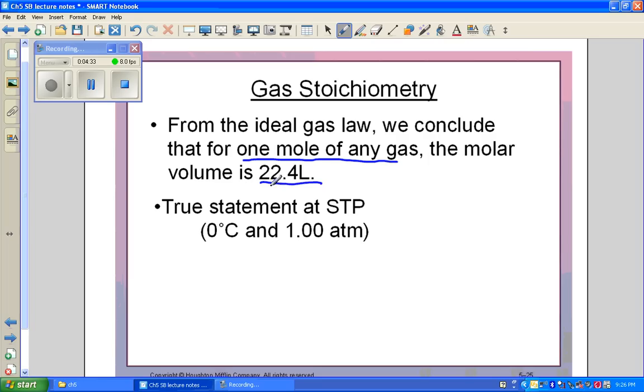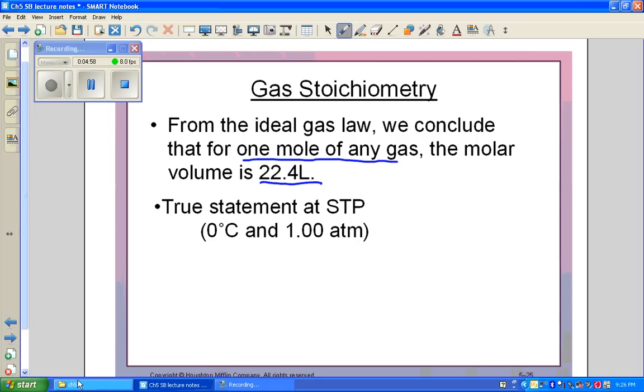Now I know that's not something that knocks your socks off, but you need to really remember that we are talking about a mole of any gas. We don't care if a gas is heavier than air or lighter than air, like helium. If I have 1 mole of it, 22.4 liters is going to take up 6.02 times 10 to the 23rd particles. They are all going to take up the exact same amount of space. It's actually very, very cool.